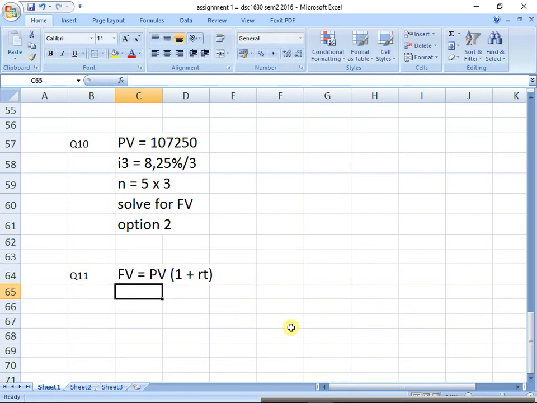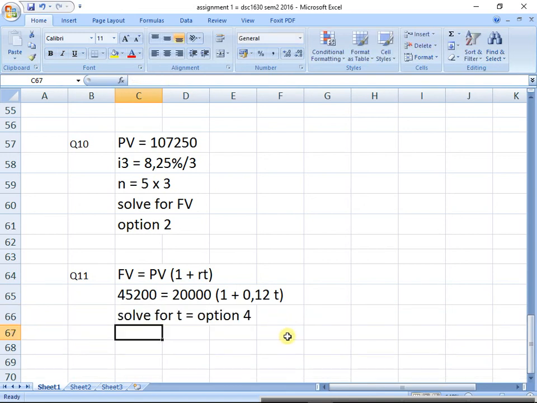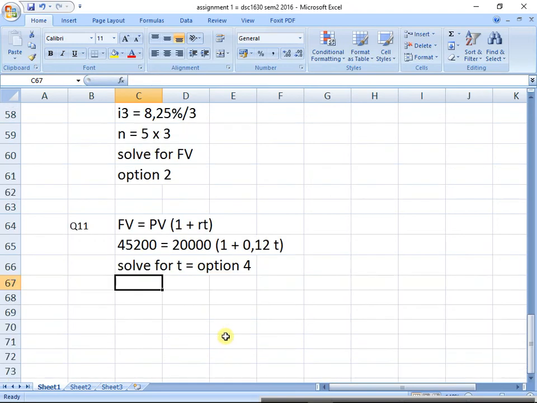Nice. Okay, 11, keyword that should have stood out here: simple interest. So 45200 equals the present value, brackets, 1 plus 0.12t, right? And then you solve for t, which comes out to option 4. It wasn't a difficult question, you just needed the formula again.